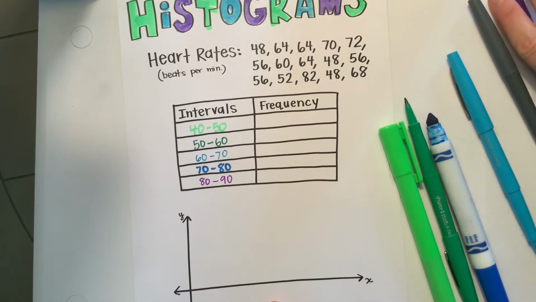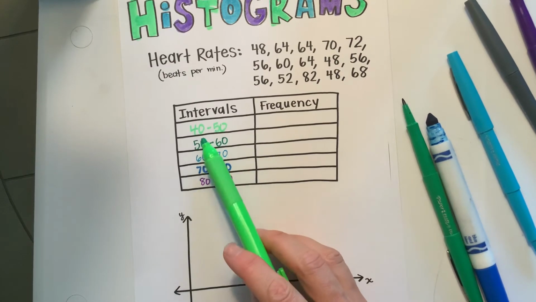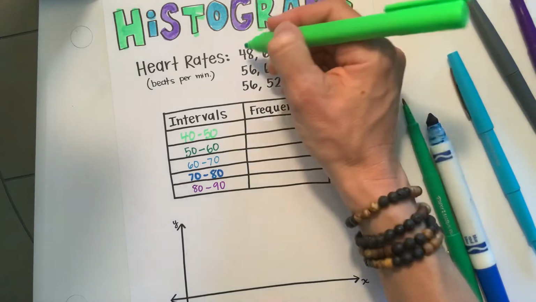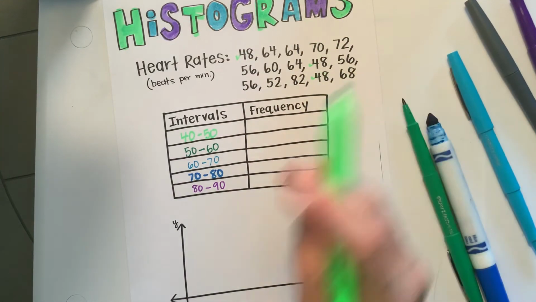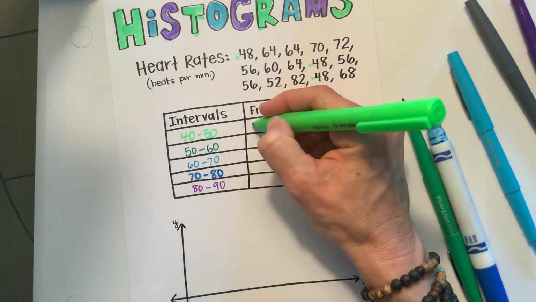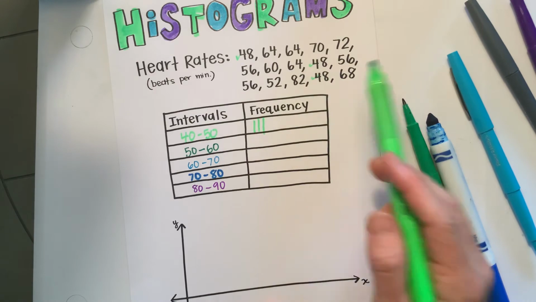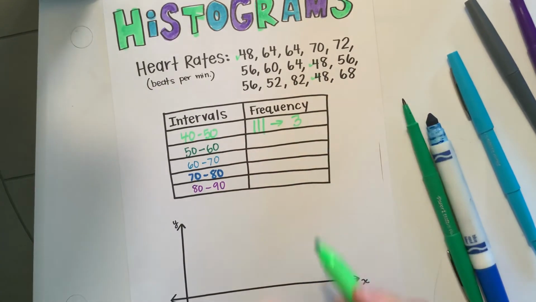All right, so now I would go through and check all of my data values. So anything that is in the 40s, I'm going to put here. So I'm going to find each one of those. So there's 1, 2, 3. It looks like just 3. So I'm going to do a tally, 1, 2, 3. And I'm going to double check to make sure I didn't miss any. Yep. So the frequency of that was 3 times.